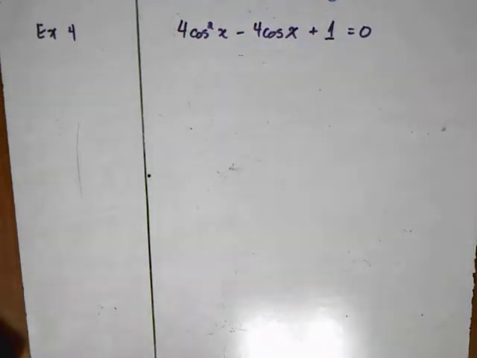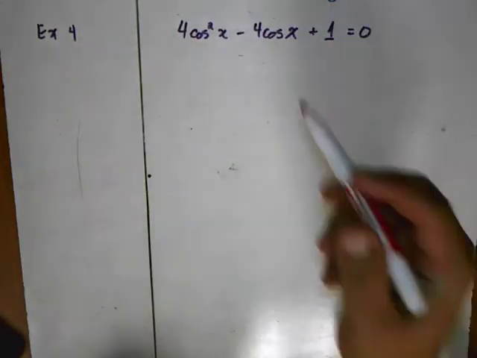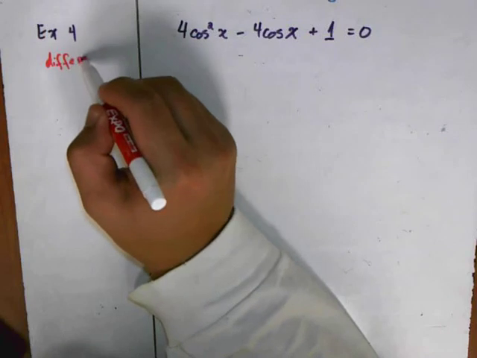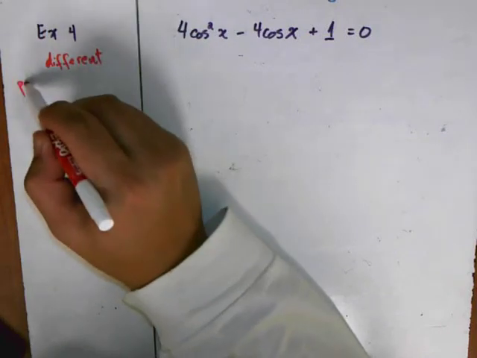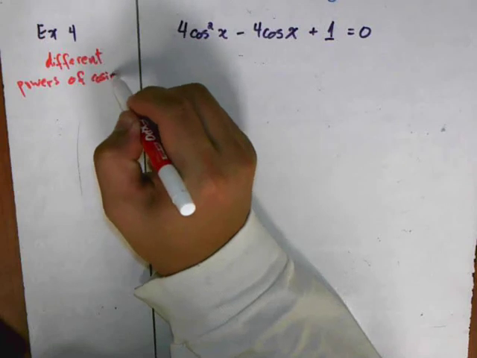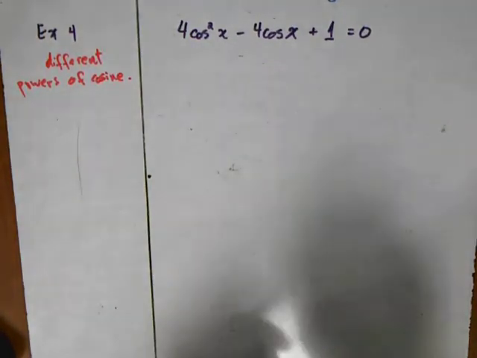Okay, so now I have another problem here. 4 cosine squared of x minus 4 cosine squared of x plus 1 equals 0. And think, what is it that makes this problem difficult? Well, hopefully you see that you have different powers of cosine. And this is something we have not dealt with before.